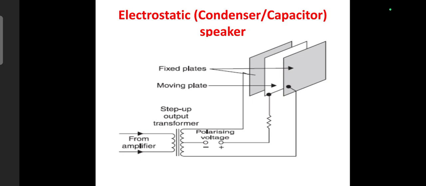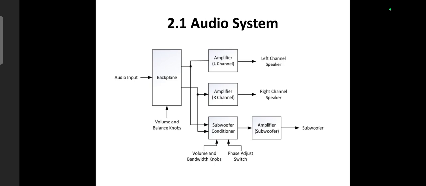Next is modern audio systems. One of the modern audio systems is 2.1. The number 2 represents two satellite speakers and 0.1 represents subwoofer. The satellite speakers handle speech, vocals, and most musical instruments, while the subwoofer reproduces deep bass effects such as drums, explosions, and background music. This combination provides a rich and balanced listening experience.